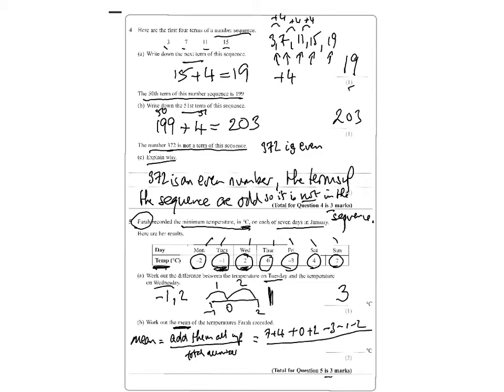And overall there is 1, 2, 3, 4, 5, 6, 7 pieces of information. So if I add all that up, 7 plus 4 is 11, plus 0 is 11, plus 2 is 13. Take away 3 is 10, take away another 1 is 9, take away 2 is 7. So I actually end up with 7 divided by 7, and 7 divided by 7 is 1. You've got 2 marks for this.